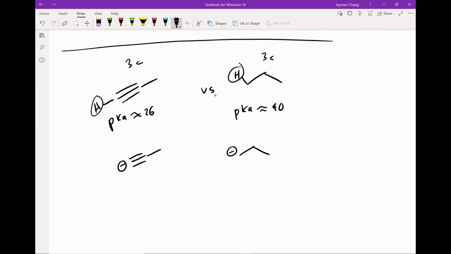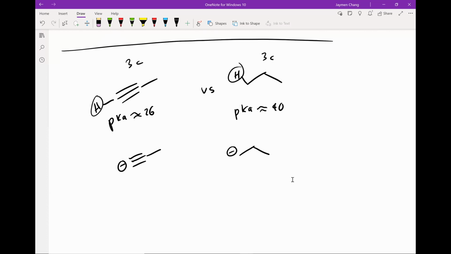Okay. So just looking off the bat, this is a very hard one, by the way. So I don't know if you're expected to know this right off the bat, but it will possibly be on the test as a question. So does anyone have any ideas why this is actually going to be more acidic? Anyone has any ideas, just put it in the chat.